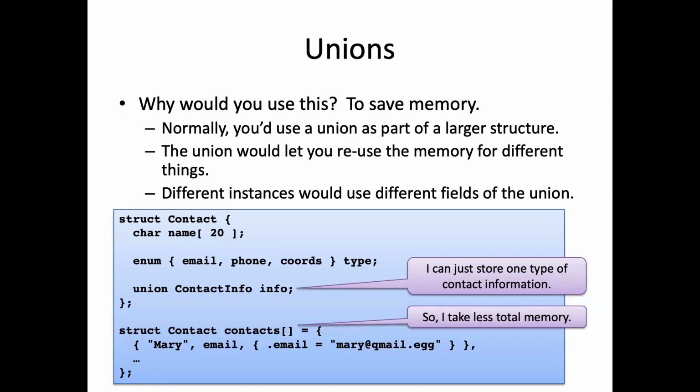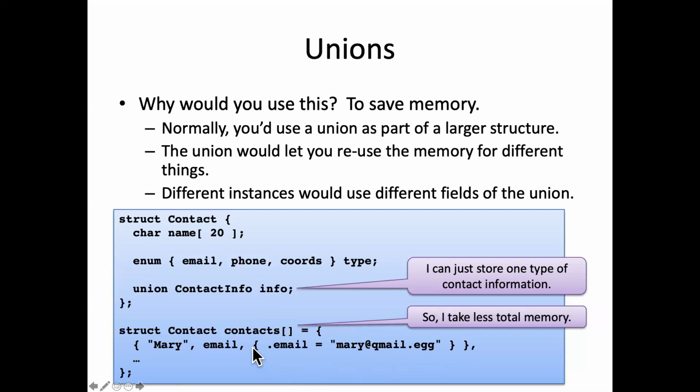And then if you wanted a whole list of contact information, maybe for a list of people, you could, like I'm doing at the bottom, make an array of this struct. For every element of that array, I can fill in the name field with a string. Every instance has a member of this union. So within info, I can fill in either email address, phone number, or GPS coordinates. So that's what I'm doing in this last part.